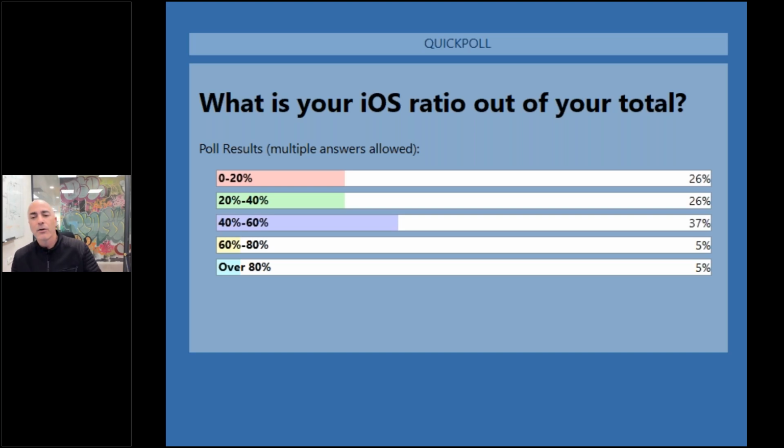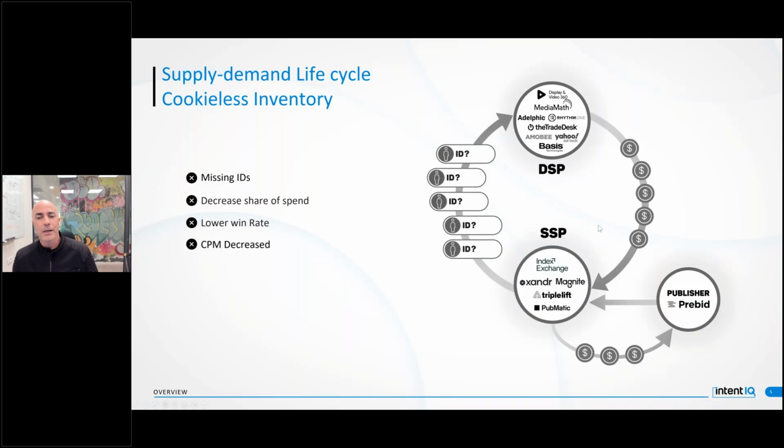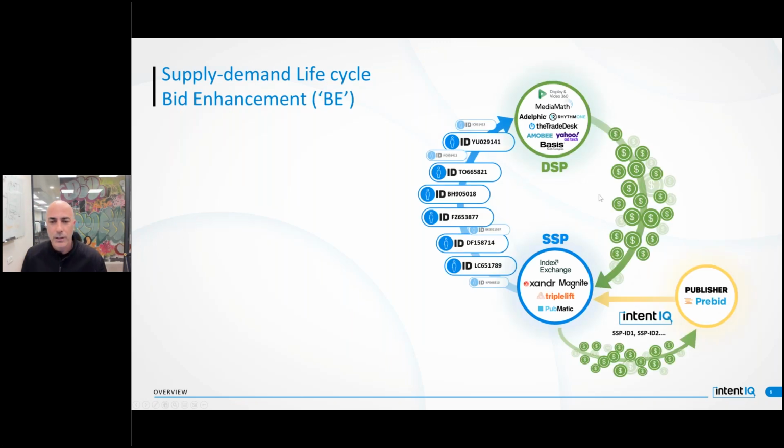So that's the scenario right now when you don't have cookies or any buyer ID in this ecosystem of the supply-demand lifecycle. Let's take a peek at how this ecosystem could look. Other than the nice colors, when IntentIQ or any identity provider knows how to augment your inventory with your buyer IDs, it becomes a big difference.